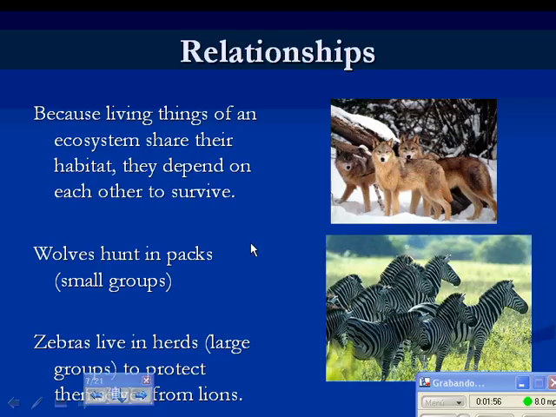Relationships. Because living things of an ecosystem share their habitat, they depend on each other to survive. Wolves hunt in packs, which are small groups, and zebras live in herds, which are large groups, to protect themselves from lions.